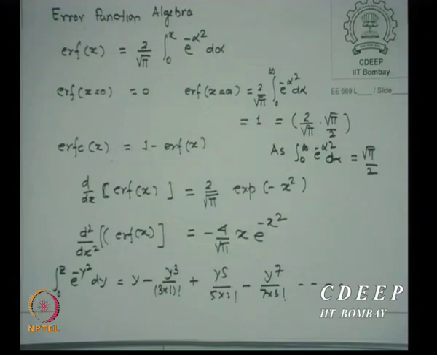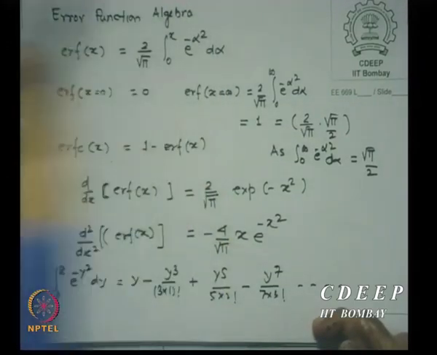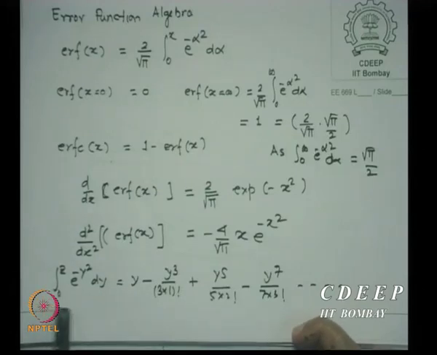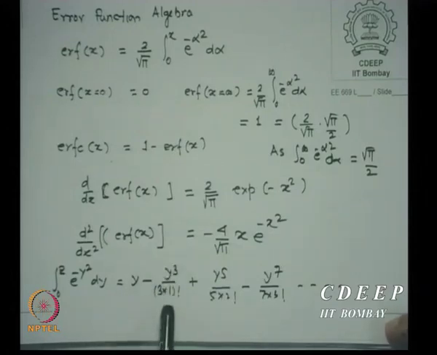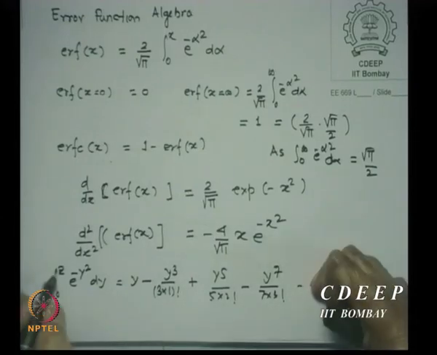Plots I already showed you. If you see this integral, which is shown at the bottom, please see the last line: 0 to z of e to the minus y square dy. If I expand it in series, it will be y minus y cube by 3 into 1 factorial, plus y to the power 5 by 5 into 2 factorial, minus y to the power 7 by 7 into 3 factorial, and so on and so forth. So this series is essentially the integral of e to the power minus y square dy from 0 to z, or I should not say z, I should say y only.